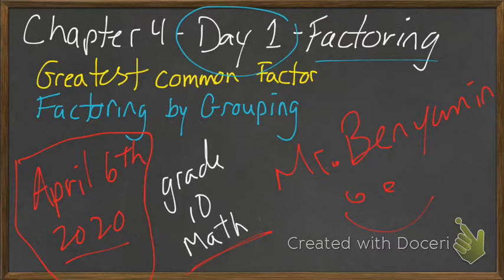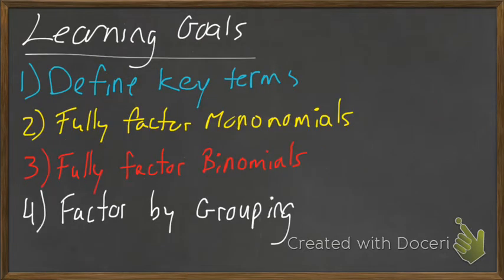We're going to be considering two things here: the greatest common factor of binomials and trinomials, and then factoring by grouping as well for those same values. Learning goals. We're going to start off with defining our key terms. There's quite a few. I feel like that purple's too dark, so I'm going to go with something lighter. Let's try green. So that'll be on our next slide. Then we're going to fully factor monomials.